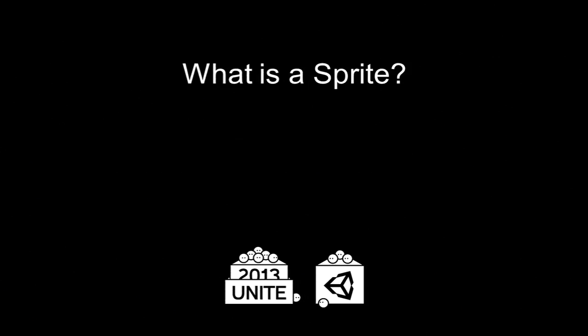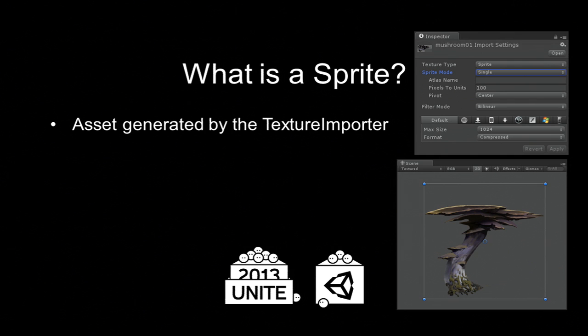Okay, so moving forwards, let's talk about what actually the 2D framework is built of. Let's start with what exactly is a sprite in Unity terminology. So a sprite is a new type of asset, and this asset can be generated using the texture importer.